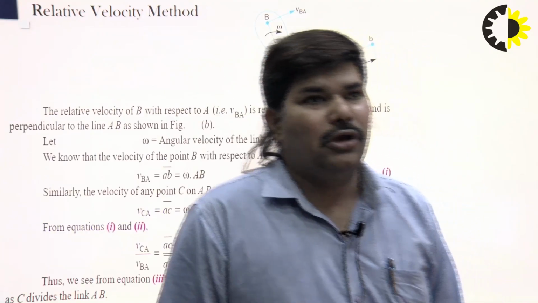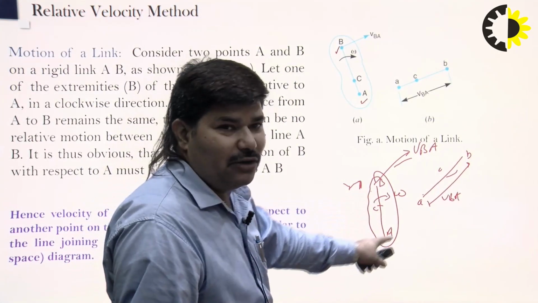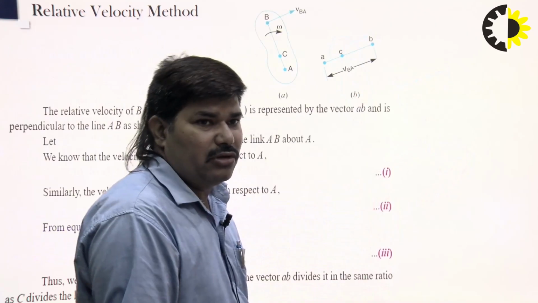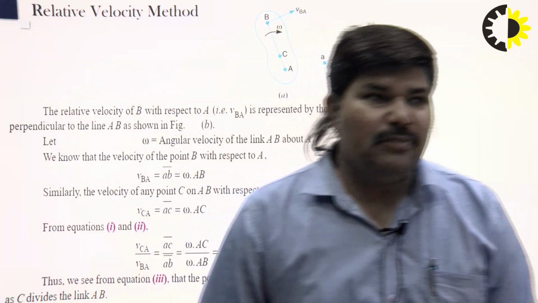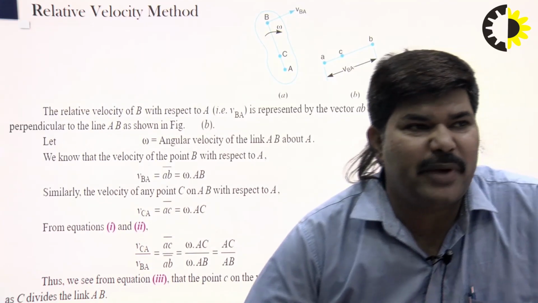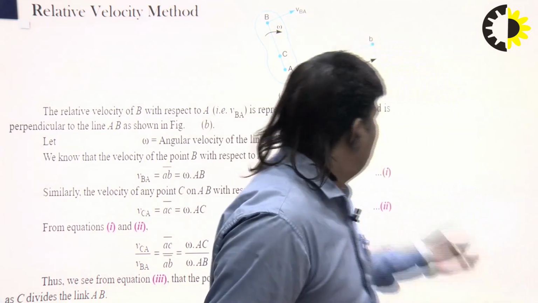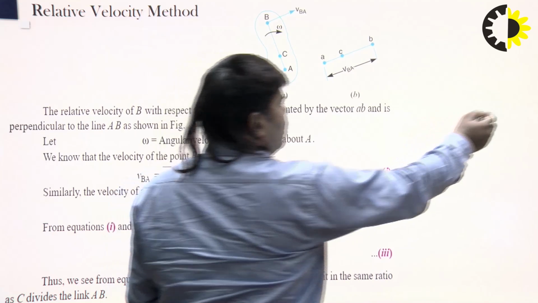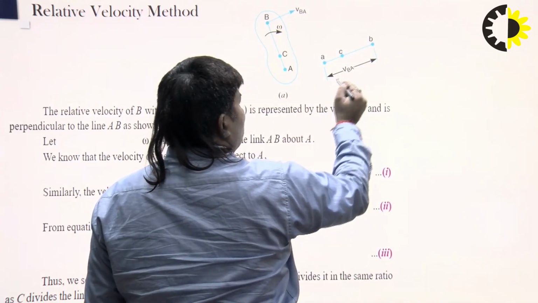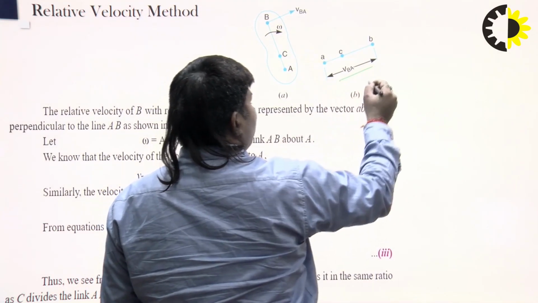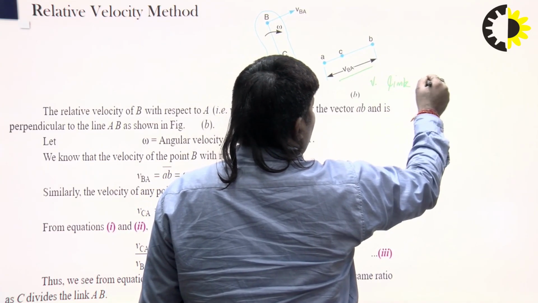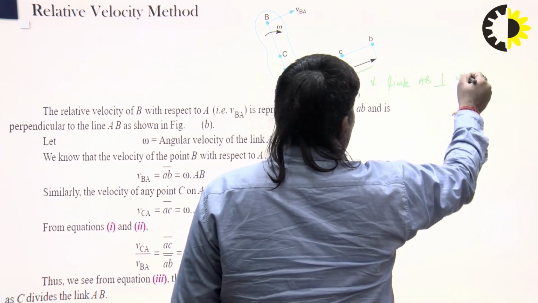Do not be confused. Drawing the velocity diagram perpendicular to the link, or parallel to the velocity of B, both are the same thing. So the relative velocity of B with respect to A is represented by the vector ab, and is perpendicular to line AB, as shown in figure B. You can see that the velocity of B with respect to A is perpendicular to link AB.